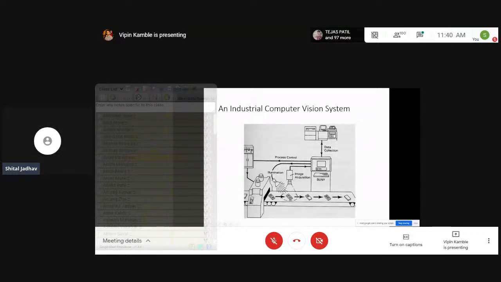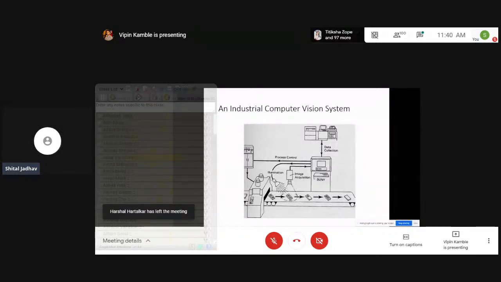So for industrial application, the image acquisition system consists of the illumination parameter also, and there is a strong computational capability attached to this system, which will give us robust results.